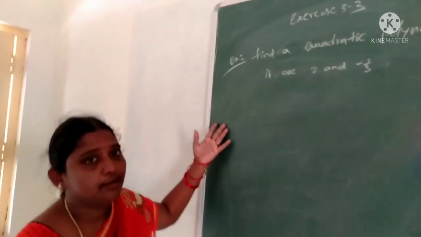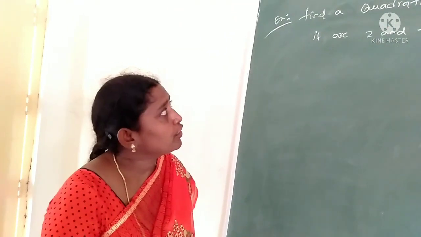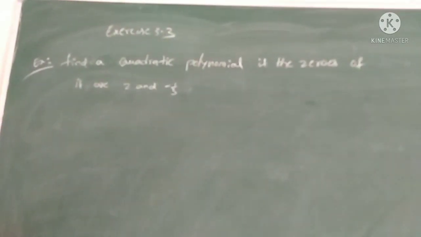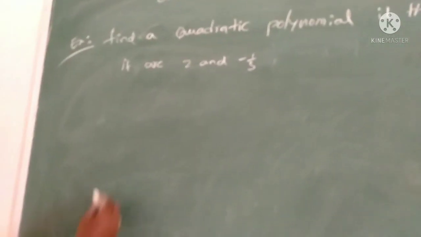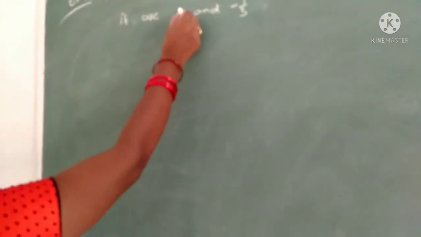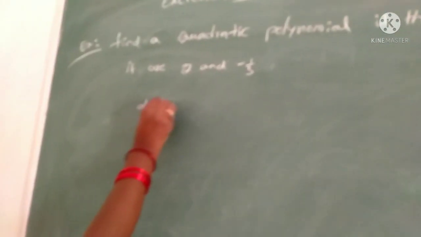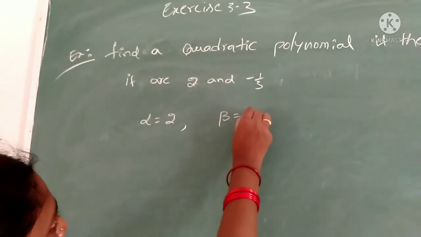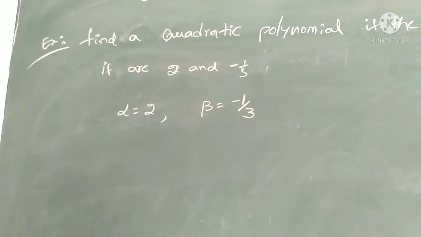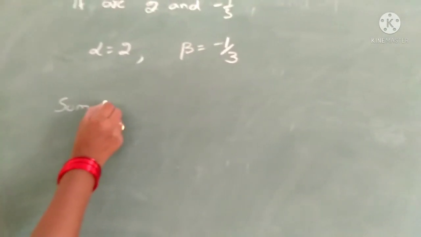Now we take the example problem. Find a quadratic polynomial if the zeros are 2 and minus 1 by 3. Here, 2 and minus 1 by 3 are the zeros. First we take alpha equal to 2 and beta equal to minus 1 by 3. First we find the sum of zeros.